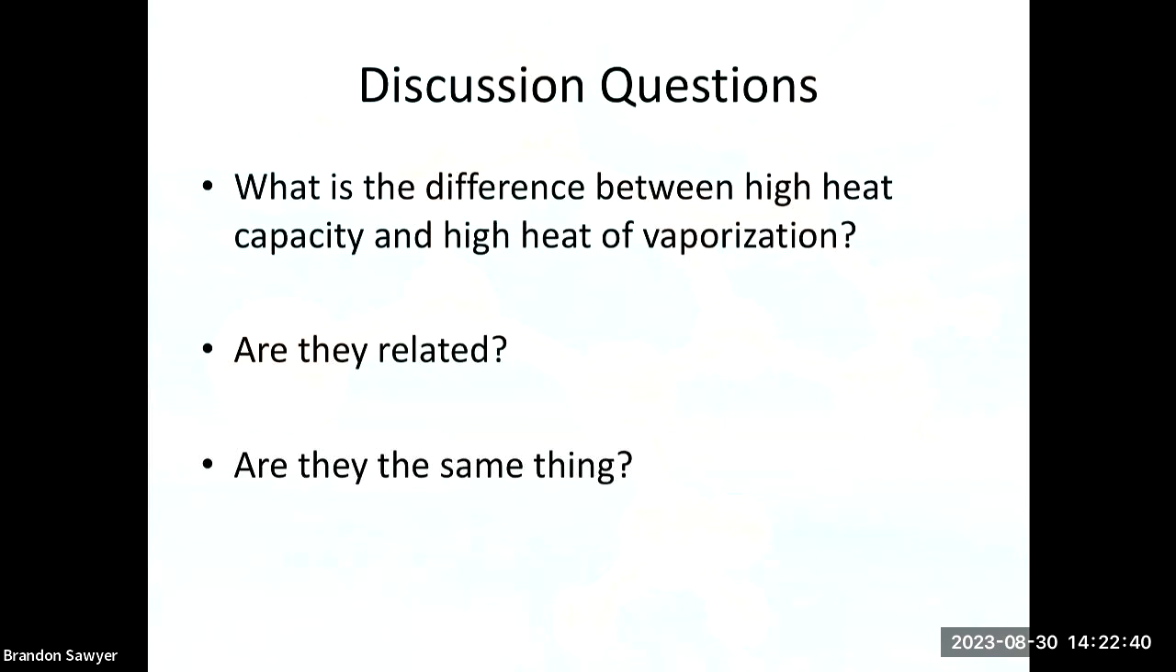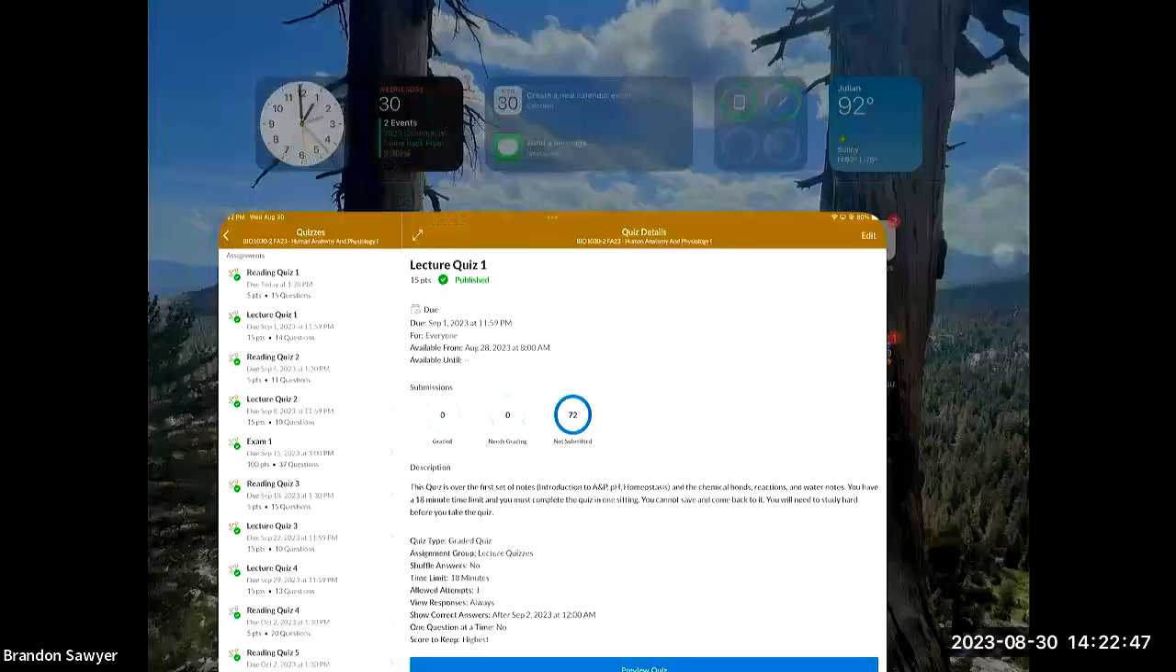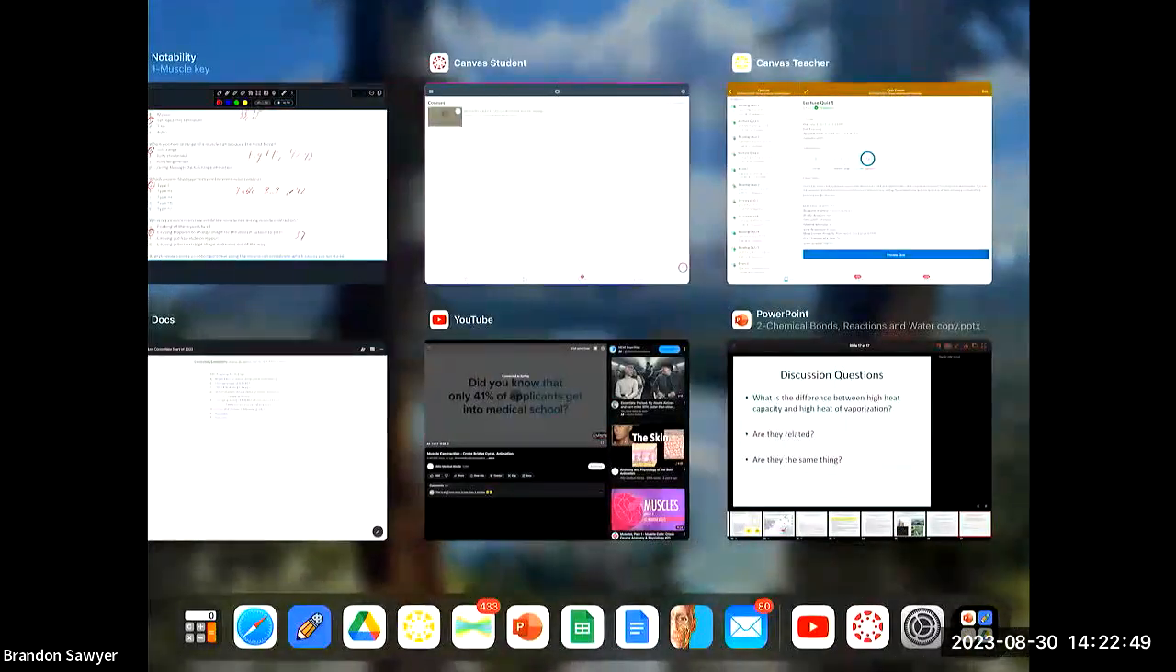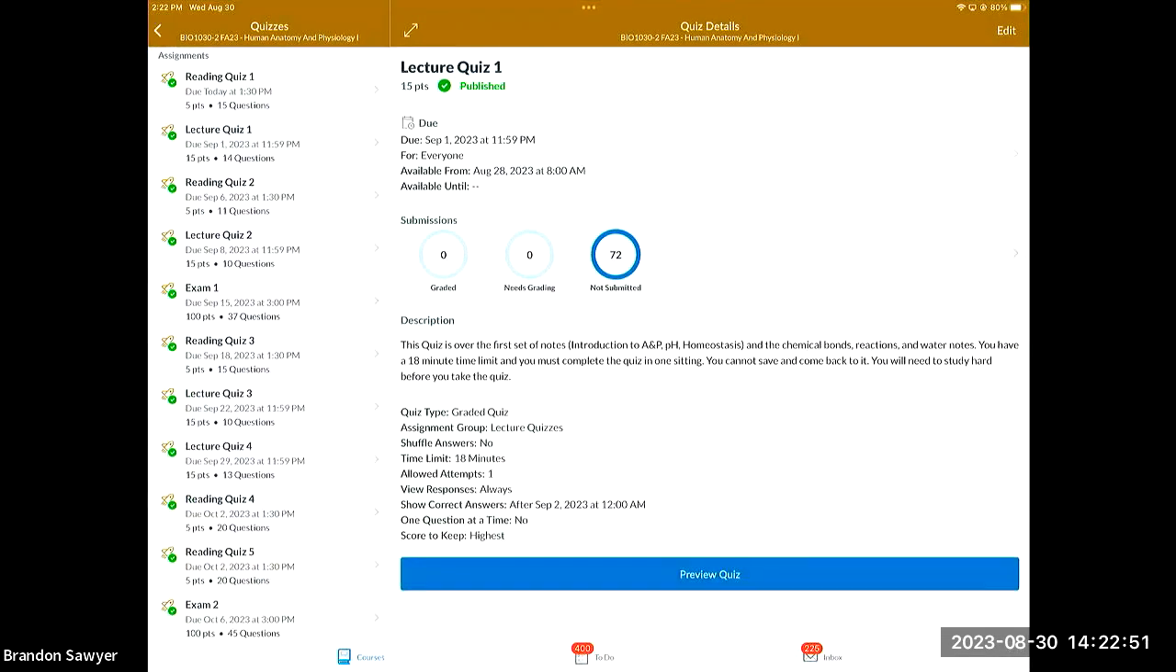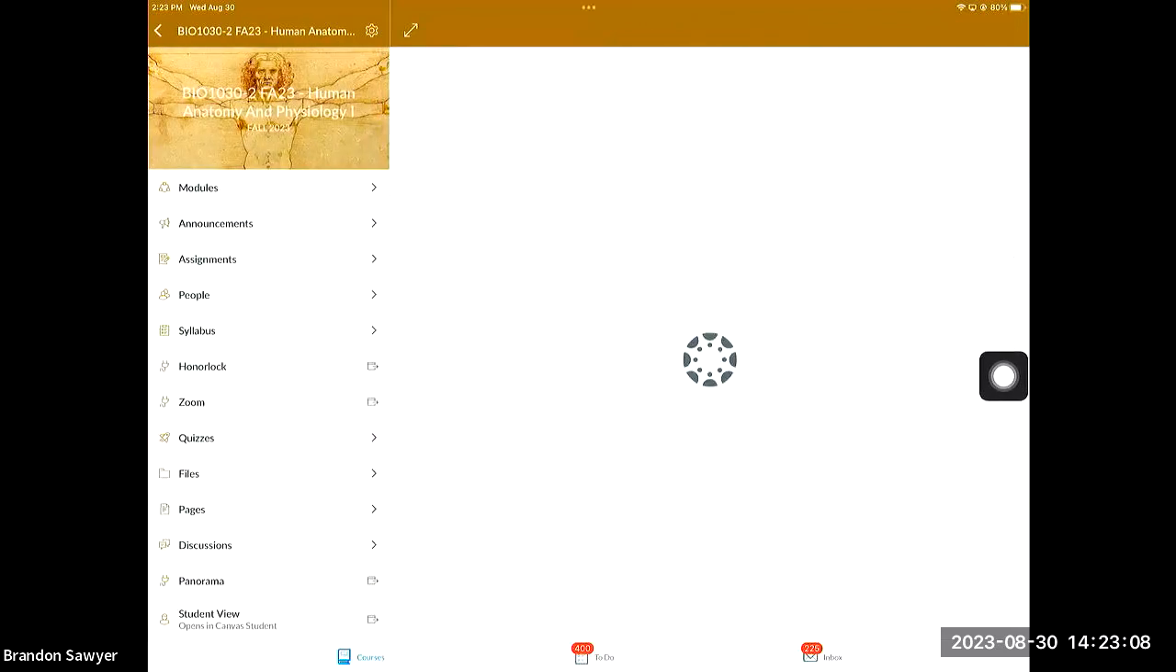Okay, let me just point out a couple things to you guys on Canvas that I want to make sure you're aware of. First of all, when you click on a lecture quiz like this one, I have lecture quiz 1 pulled up, you can always see what it's over. So it's over the first set of notes, chemical bonds, reactions, and water notes. So it's over the first 2 that we did. You can do that with all of them.